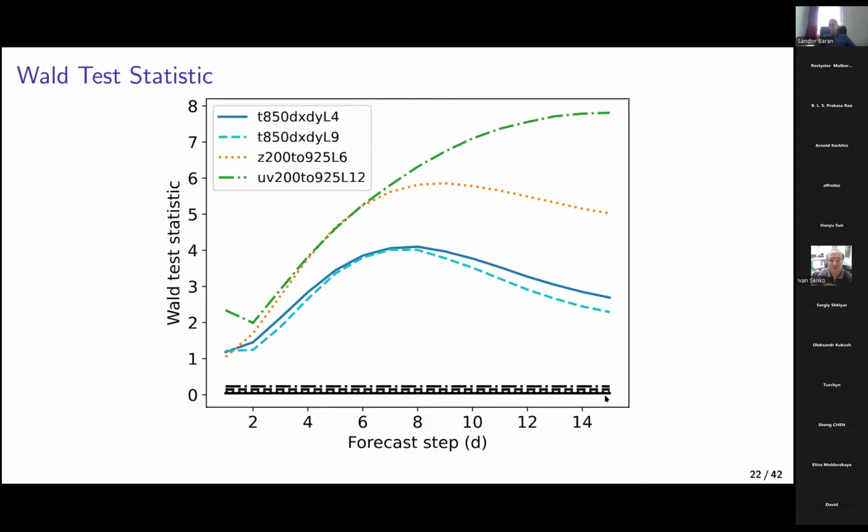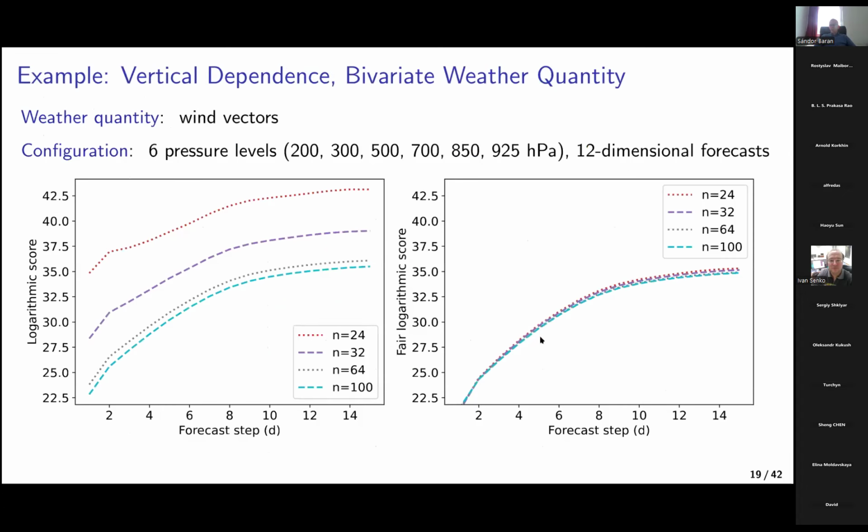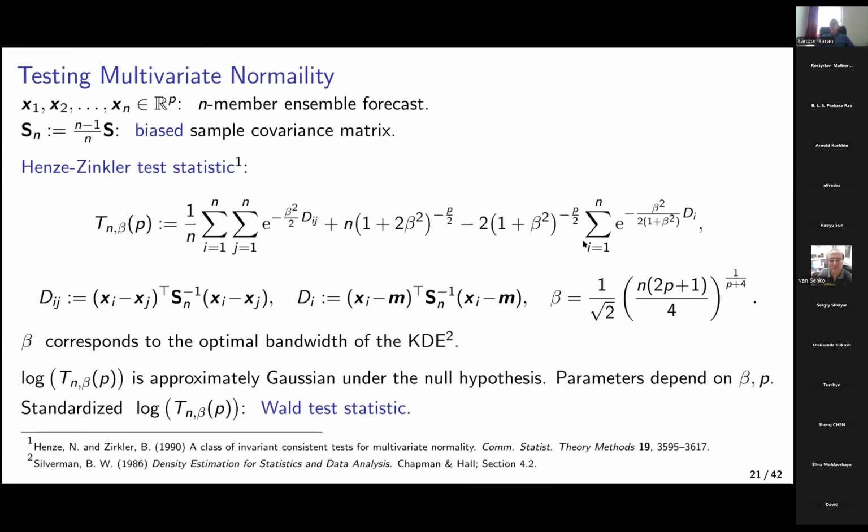By the way, here we simulated data and consider the Wald test statistics for simulated data which are truly Gaussian, and you see they are all around 0. So here we have a large deviation, especially for this 12-dimensional configuration. And let me go back to the corresponding figure. You see that the deviation is getting larger and larger as we go on by time, but still it has some kind of robustness, and the forecasts do not necessarily have to be Gaussian.